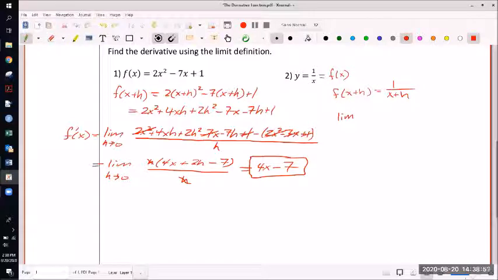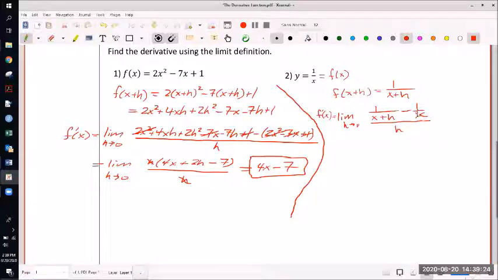Again, this is my f prime of x. This is the limit as h goes to 0 of f of x plus h, which is 1 over x plus h, minus f of x, which is 1 over x, all over h. Okay, so now this one's a little bit trickier in that I have to find a common denominator and combine these terms here in the numerator.